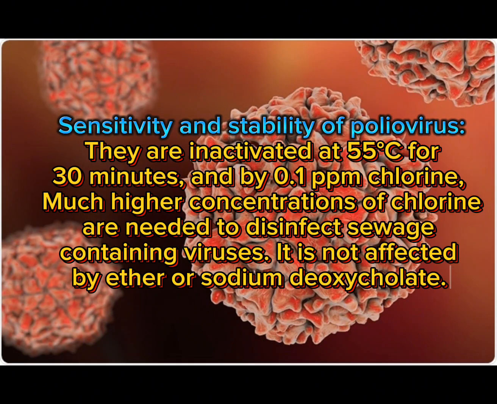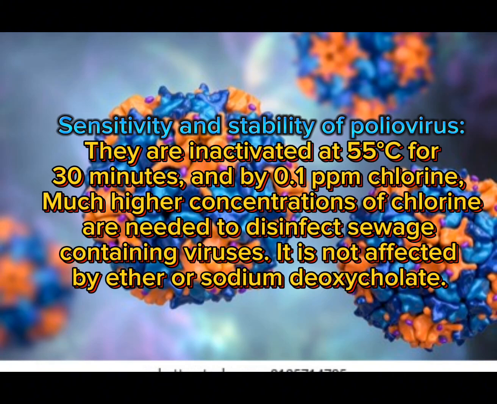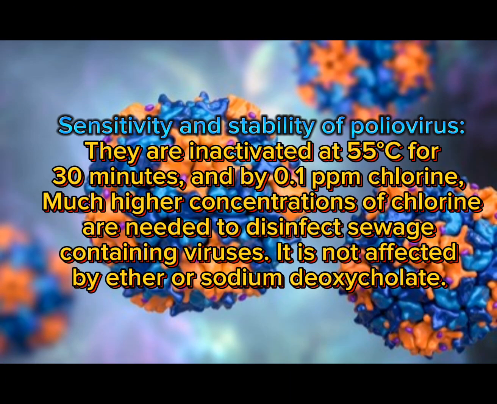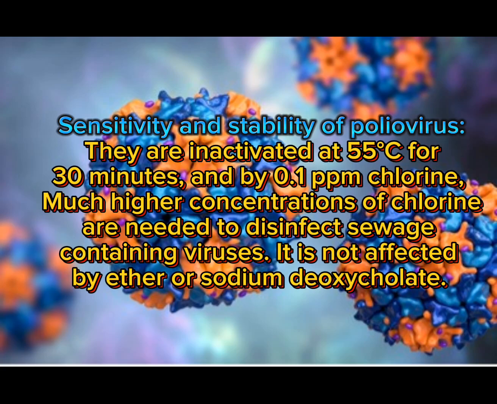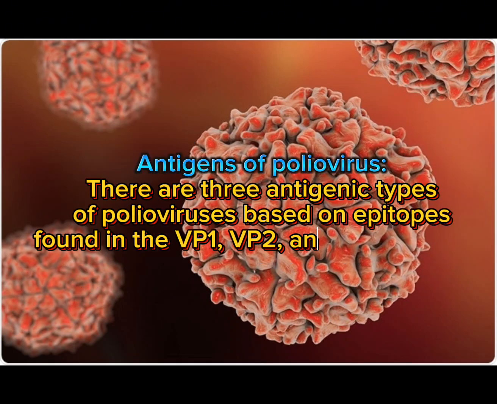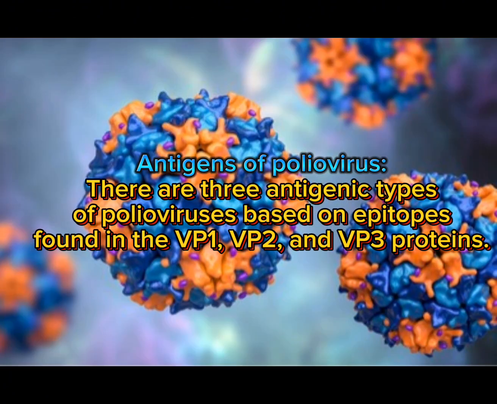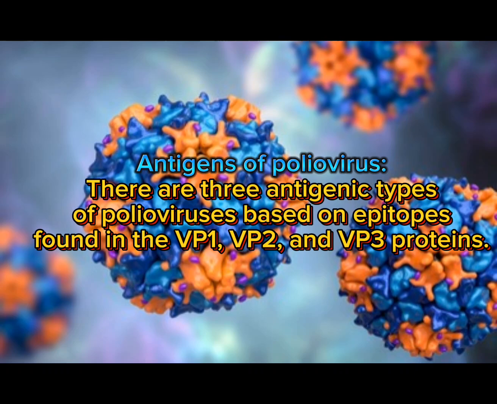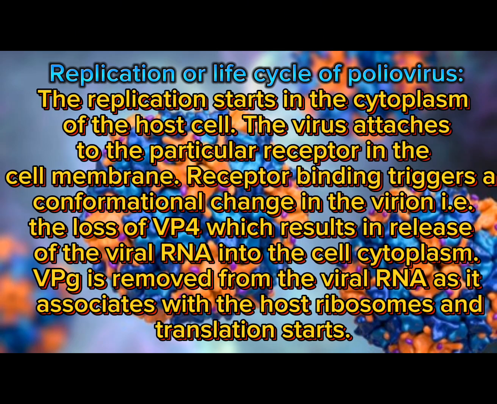Sensitivity and stability of poliovirus. They are inactivated at 55 degrees Celsius for 30 minutes and by 0.1 ppm chlorine. Much higher concentrations of chlorine are needed to disinfect sewage containing viruses. It is not affected by ether or sodium deoxycholate. Antigens of poliovirus. There are 3 antigenic types of polioviruses based on epitopes found in the VP1, VP2, and VP3 proteins.